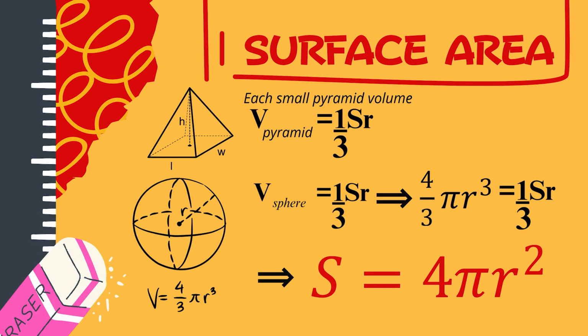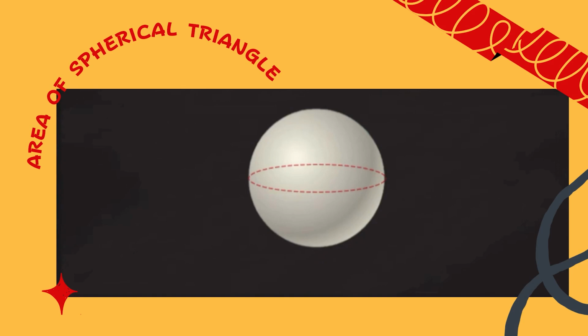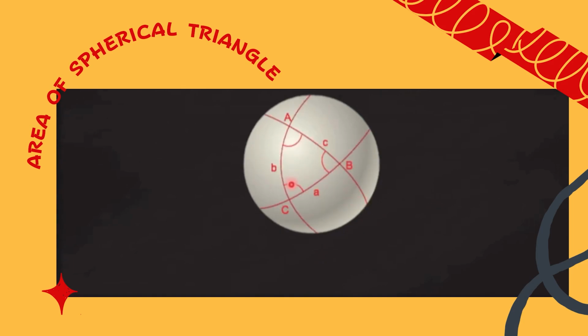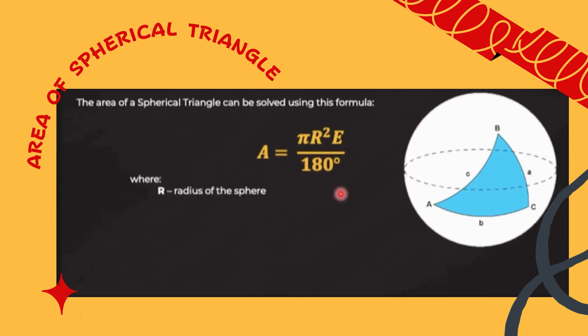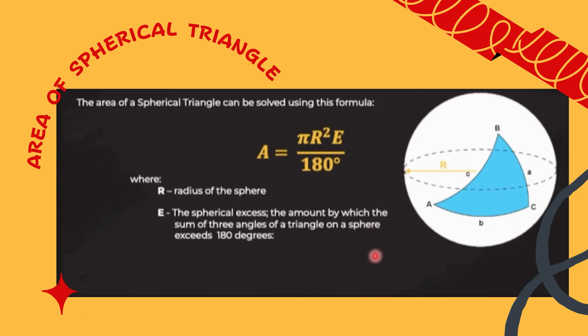The surface area of the sphere is described as the number of square units needed to cover the surface of the sphere. The surface area of a sphere is its curved surface area, as there is no difference between the curved surface area and the total surface area of a sphere. This gives the formula: the area of the sphere is 4 times pi times the radius squared. The area of a triangle on a sphere is equal to pi r squared e divided by 180 degrees, where r is the radius of the sphere and e is the spherical excess, the amount by which the sum of the 3 angles of a triangle on a sphere exceeds 180 degrees.